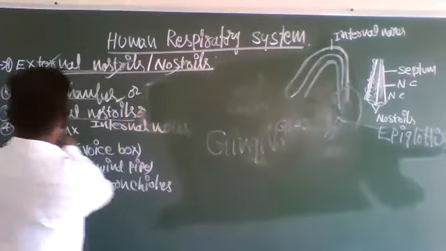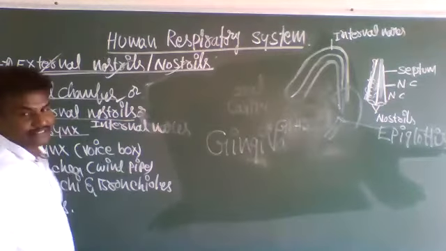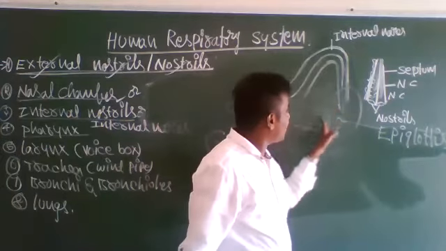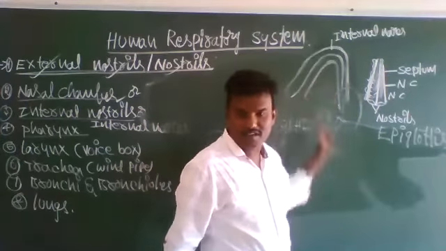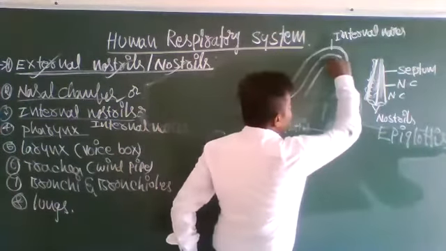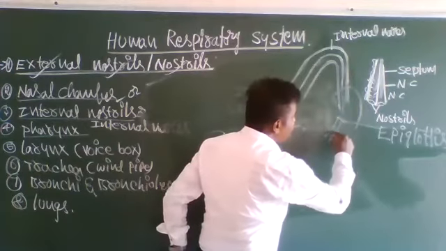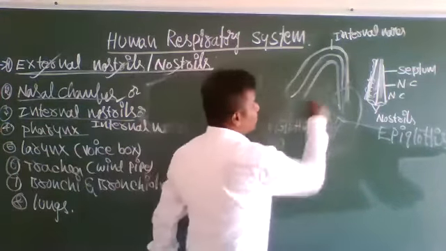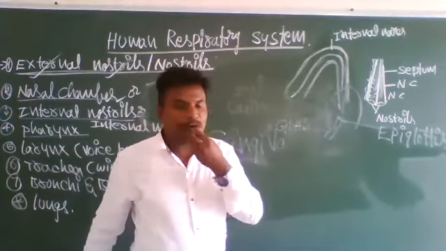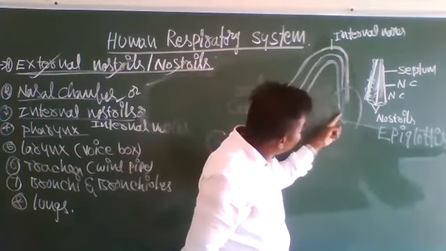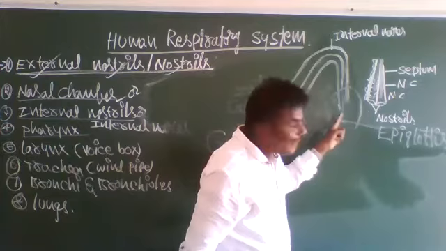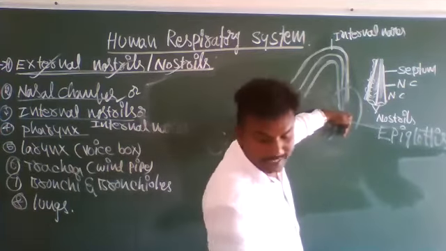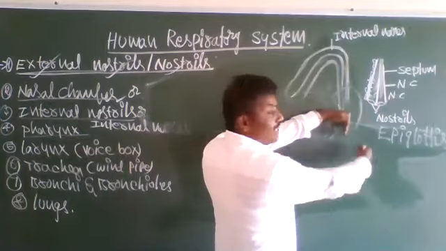The internal nares continue into the pharynx. This region is called the pharynx. Oxygen comes and enters the glottis, trachea, and so on, to the lungs. When we open the mouth and food comes towards the epiglottis region, the epiglottis acts as a lid, and the food enters the stomach.